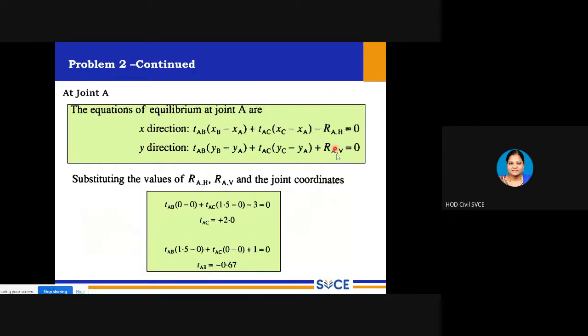So this is the equation. This is the equation along x direction. This is the equation along y direction. Okay, so after writing this equation, again, you have to substitute the coordinates xb, xa, xc, etc. And you have to substitute the reactions also and you have to get the equations. After getting the equations, you have to solve it, and you have to get the tension coefficients TAC and TAB. Okay, hope you are very clear on this.